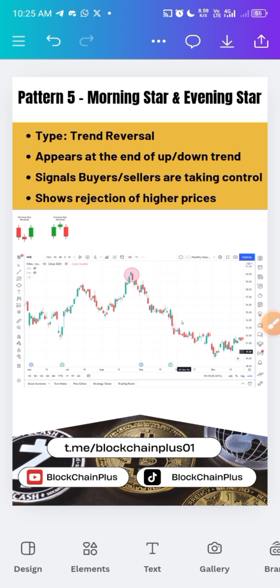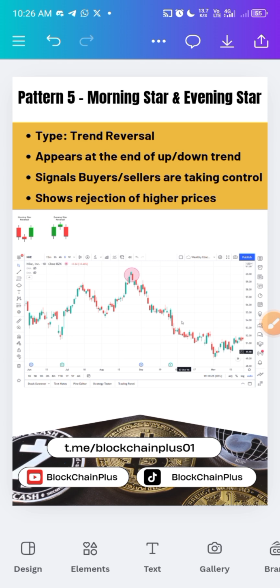Then the fifth and final one is the morning star and evening star. The morning star and evening star also show trend reversal, appearing at the end of an uptrend or a downtrend, and they signal that buyers or sellers are taking control of the market. So if it is happening in a downtrend, it means that the buyers are taking control of the market. If it is happening in an uptrend, it means that the sellers are taking control of the market.